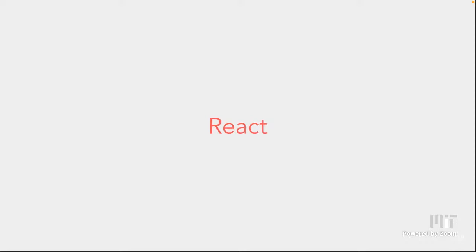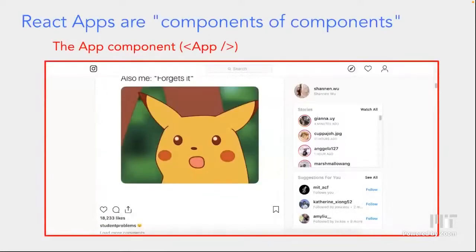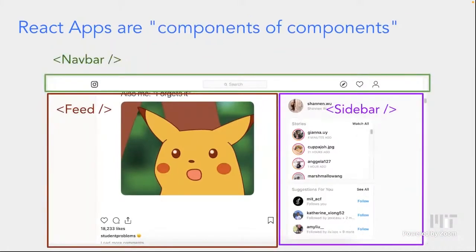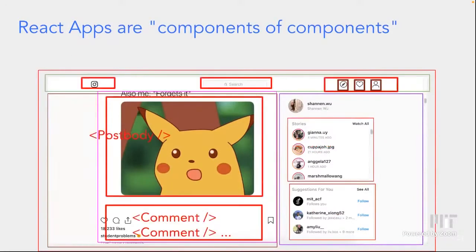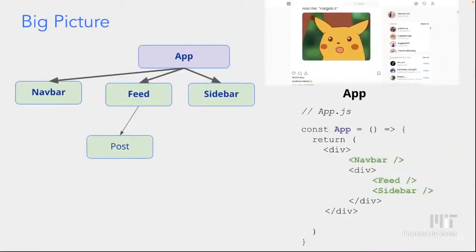Okay, let's talk about React. React is our front end language. So we have our design and we want to turn that into code. One way to do that is to divide it into components. So we start out with app, which is our whole website. We can divide it into navbar, feed, and sidebar. We can divide it even more, and we can make a tree out of our components.